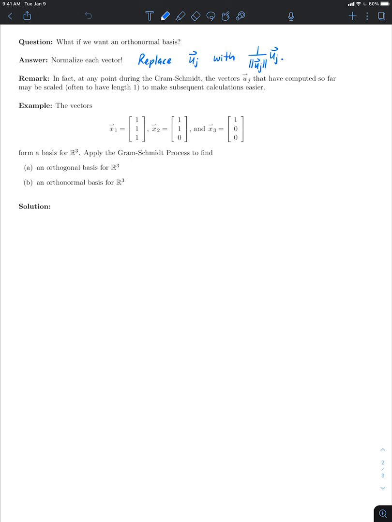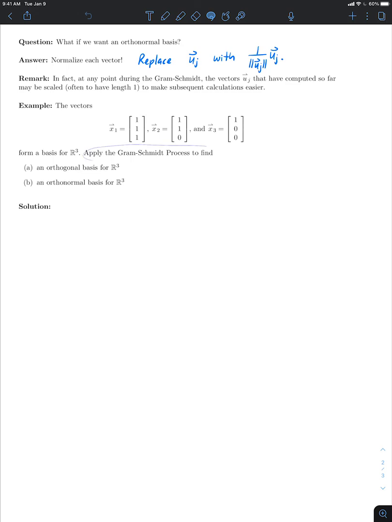Okay, so what do we got here? Well, I've got three vectors, x1, x2, and x3. And we're told in the question, it's given to us that those three vectors form a basis for R3. So we don't have to prove that. That's not up to us to check. That's just given to us as an assumption.